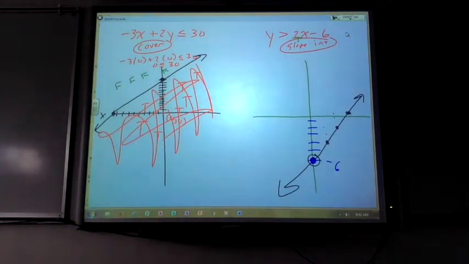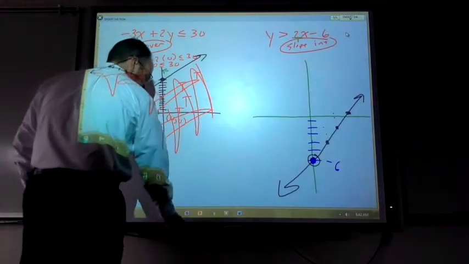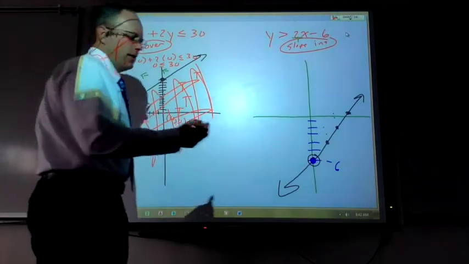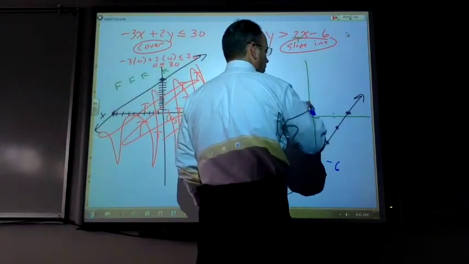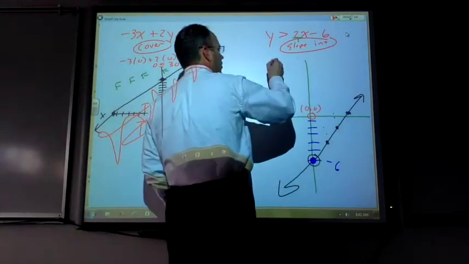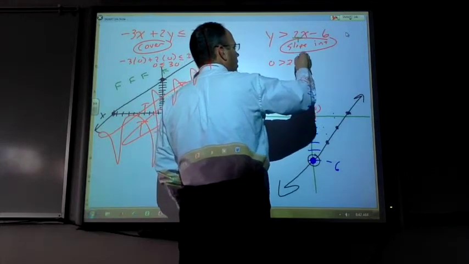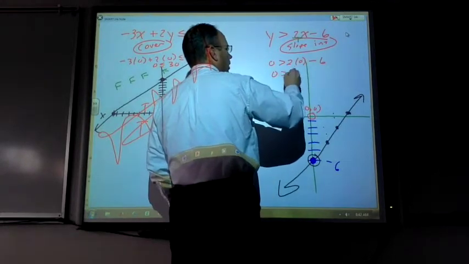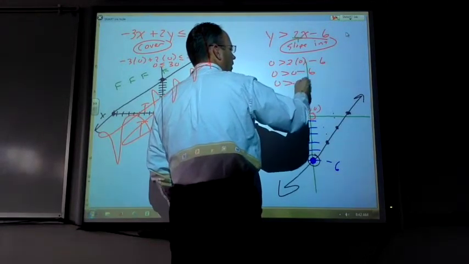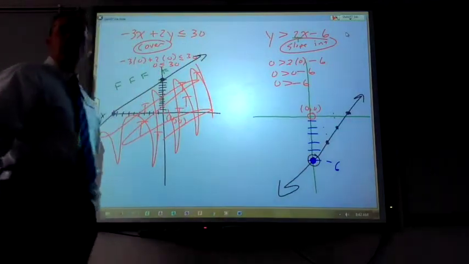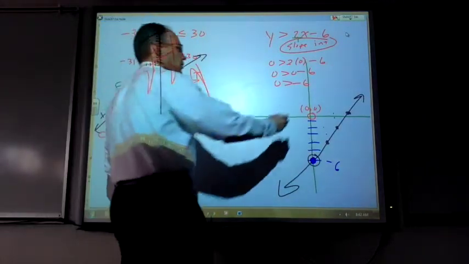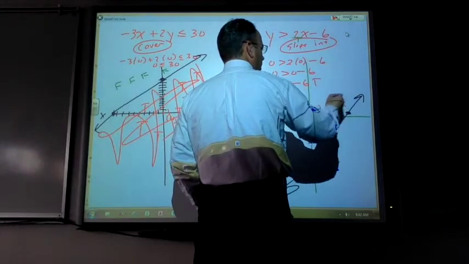Gage, do you think 0, 0 would be an appropriate test point on this problem? Why is that? Yeah, the line doesn't go through 0, 0. So let's plug it into the inequality. So I'm going to get 0 is greater than 2 times 0 minus 6. 0 is greater than 0 minus 6. Is 0 greater than negative 6? Yeah, that's true. This is totally true. That means everything up here is true.